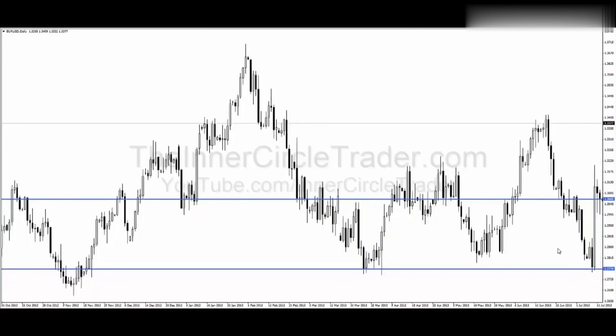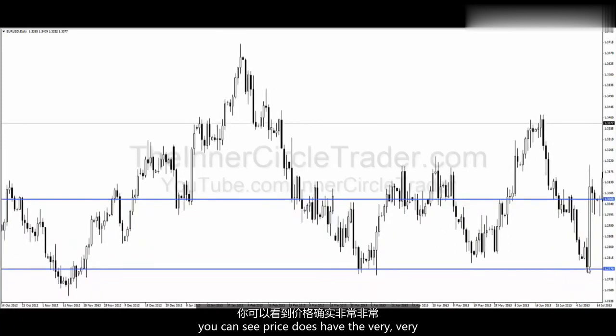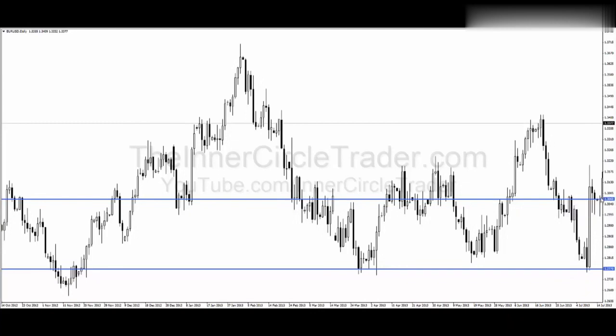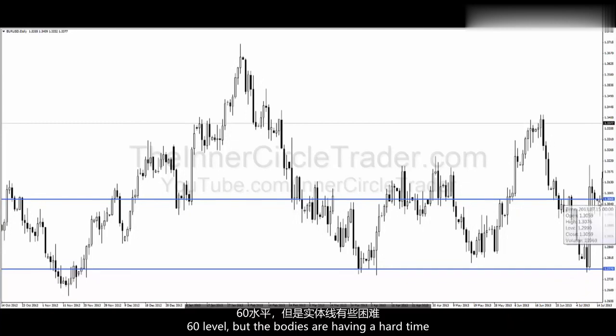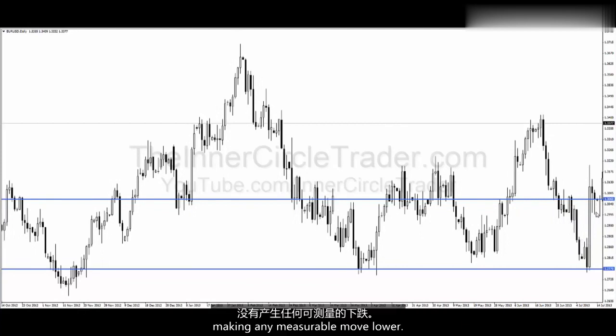But moving ahead, you can see price does have the very, very aggressive move higher, and then we start to consolidate. Look at the wicks. Okay, see the wicks? They're all stabbing through that 30-60 level, but the bodies are having a hard time making any measurable move lower. You see that? Now watch what happens.